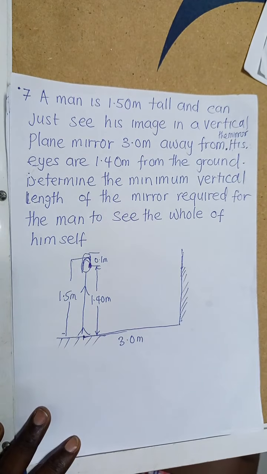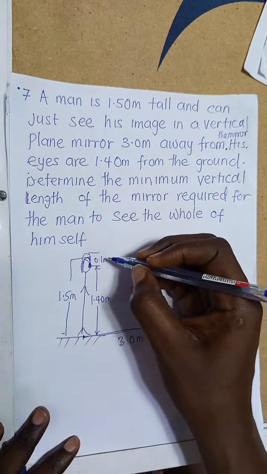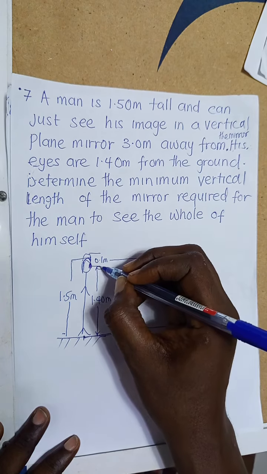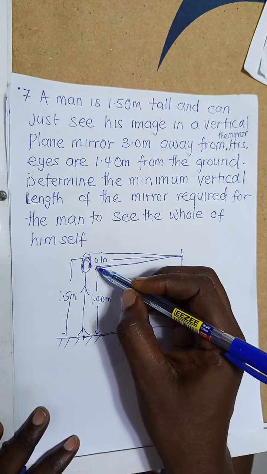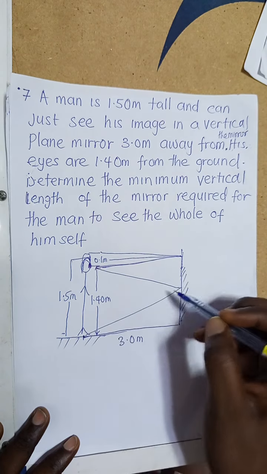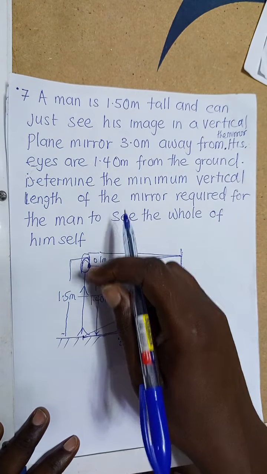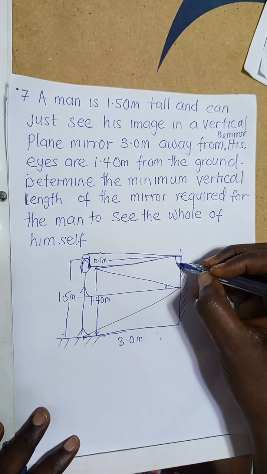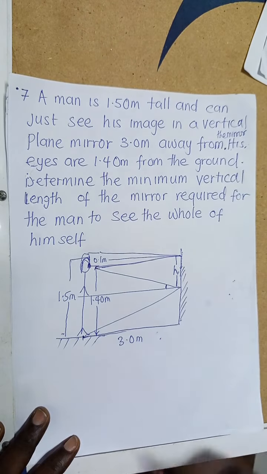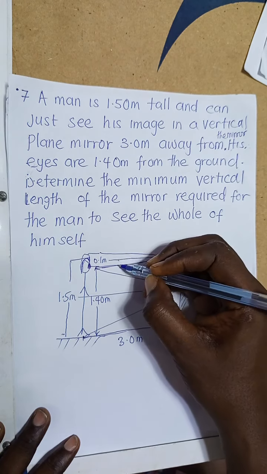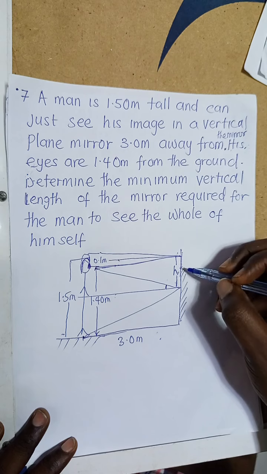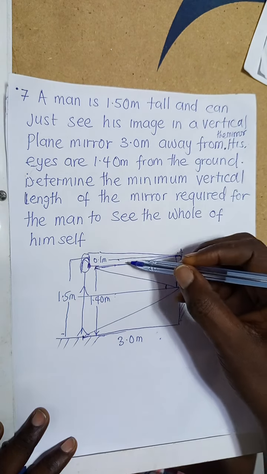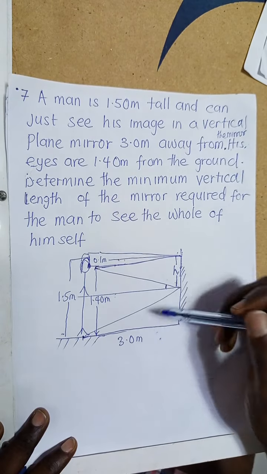Now, determine the minimum vertical height of the mirror required for the man to see the whole of himself. So that means the eye looking at the mirror will send back like this, from the eye to the mirror to produce a reflection back to the leg of the man. So this is the length he can produce to see the whole of himself. So half of this one plus half of this one, that's what we are going to use. So the minimum length of the mirror required for the man to see the whole of himself is going to be half of 0.1 plus half of 1.4.